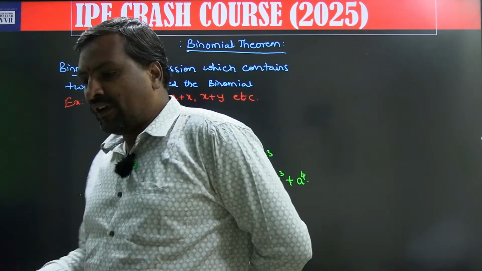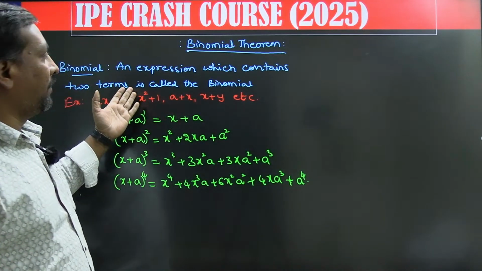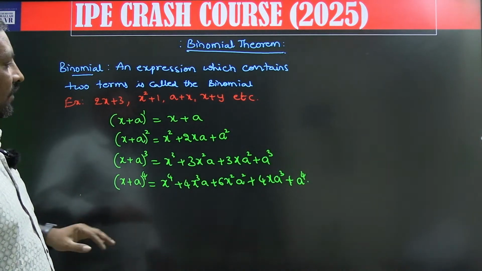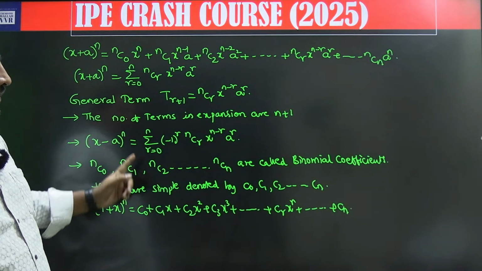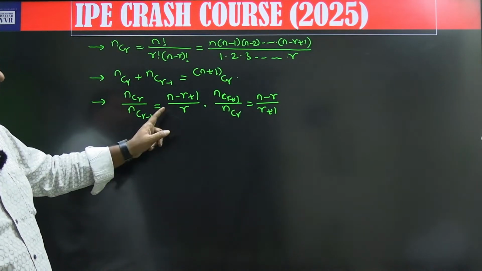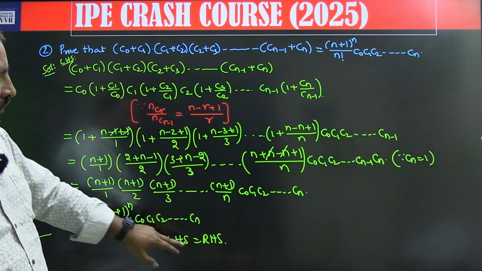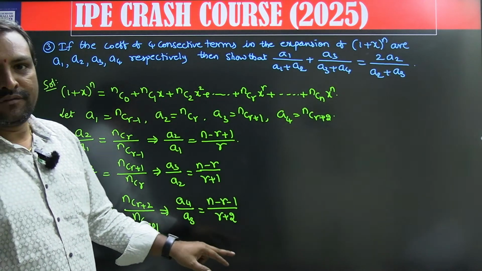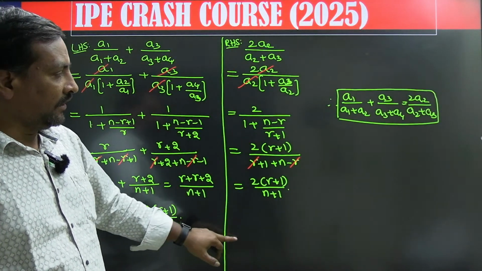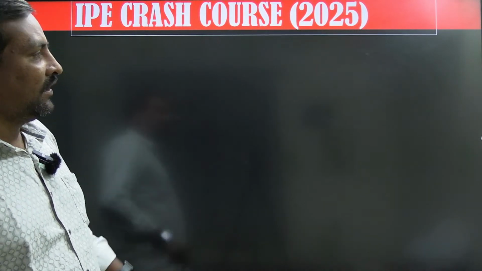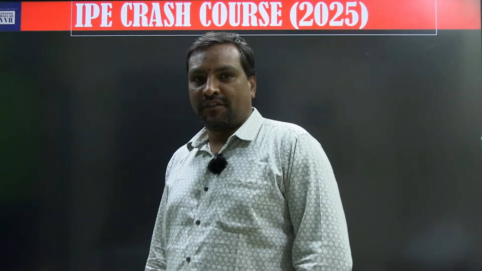Yesterday we had discussed the binomial theorem, coefficient problems and coefficient properties, formulas, and some important problems. We'll go for the extension of these problems in the binomial theorem. These are the most important easy problems in the binomial chapter.